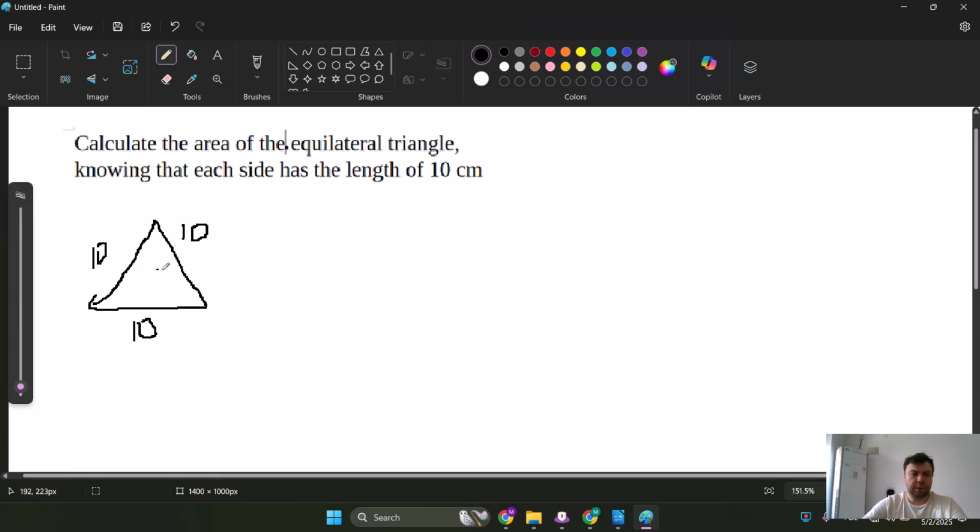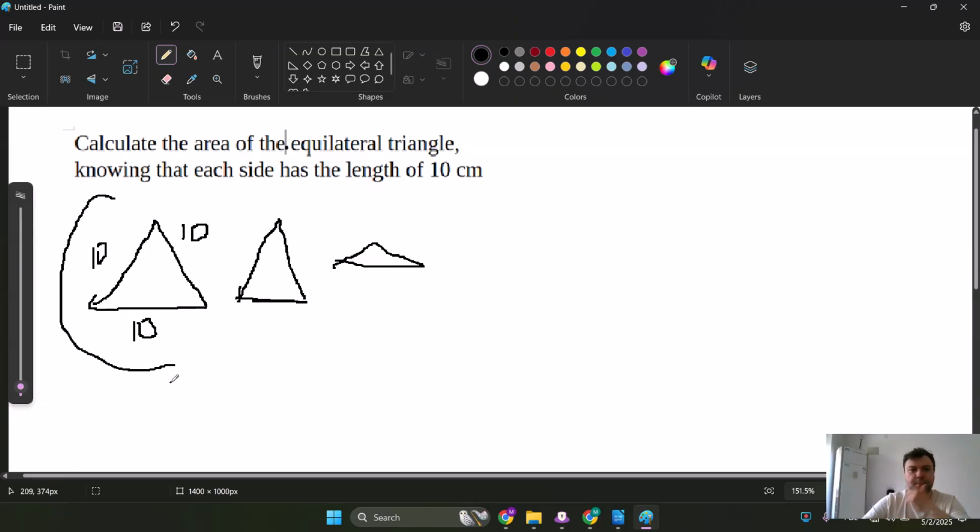So this is an equilateral triangle. We also have isosceles triangles, where only these two sides are equal, but the bottom line, the base, is different. And finally we have a scalene triangle, where all the sides are different. But now we are focusing on the equilateral triangle, which is this one.